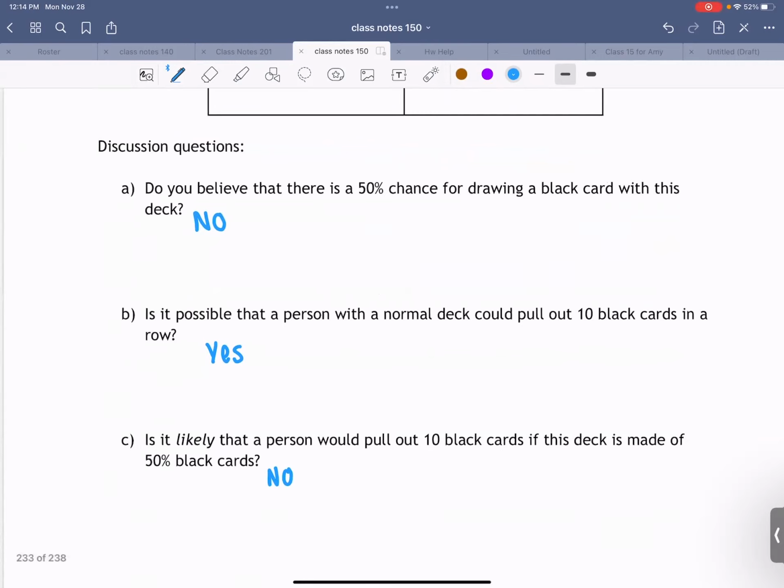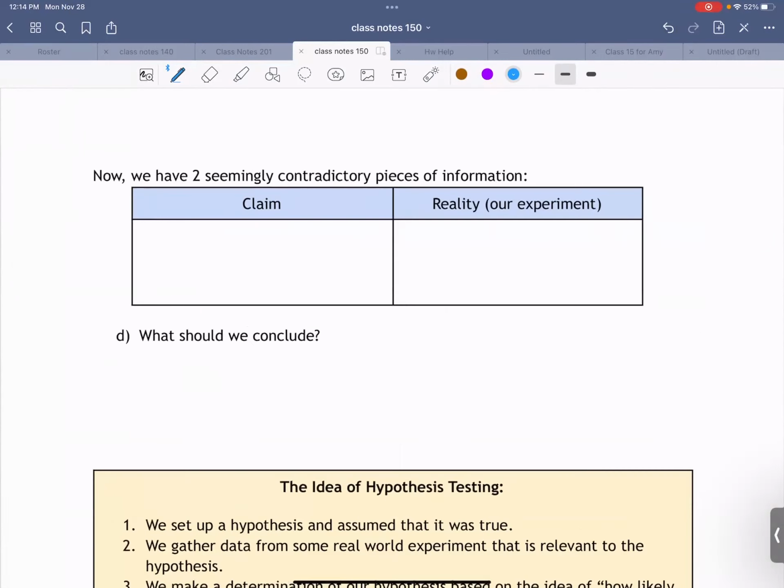So there's something going on here, right? We have 2 contradictory pieces of information. Our claim or our hypothesis said that the mean number of red cards was equal to 5 out of 10, right? But what happened was there were 0 red cards. Oh my goodness, 0 red cards.